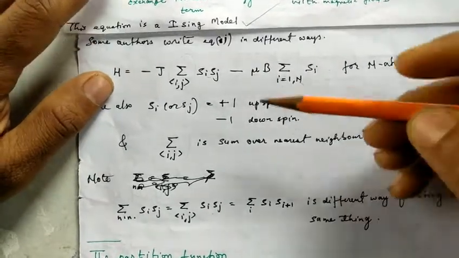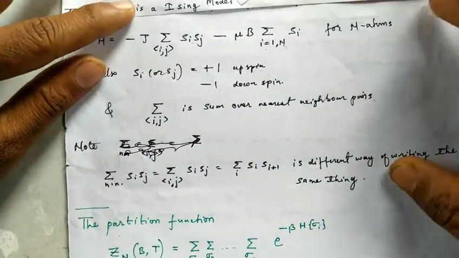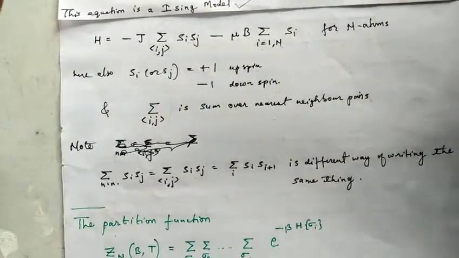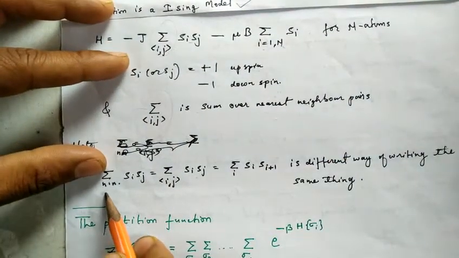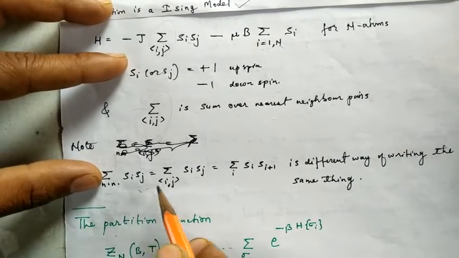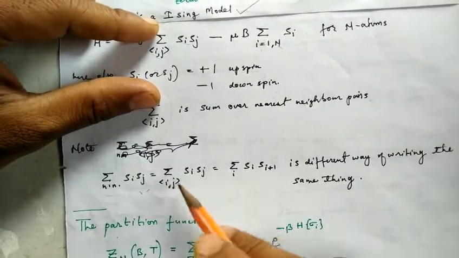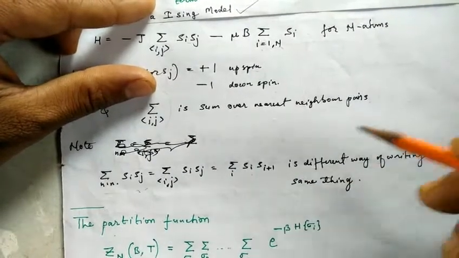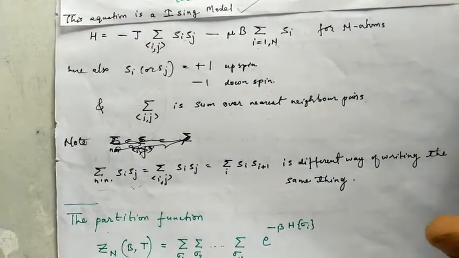Now let's come to the different ways of writing this term. Since different writers write it in different ways, students usually get confused with this. That's why I have written all the different ways of writing this summation here at one place. You can see that the summation over nearest neighbor can be written like this, and it can also be written like this, and the sum over nearest neighbor pairs can also be written like this. So there are different ways of writing the same thing, and students should never get confused with this.